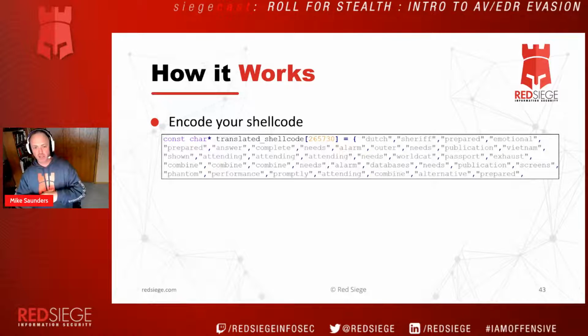The first byte in my shellcode array is Dutch, whatever byte that maps to. Dutch, sheriff, prepared, emotional, prepared. You can see there, I went on to the second prepared to show that things repeat because shellcode has bytes that repeat, right? So whatever these are, they map to some values. So our payload that we're going to execute is actually going to contain this table, the translated shellcode table. It's only going to contain words. There are no shellcode bytes in here.